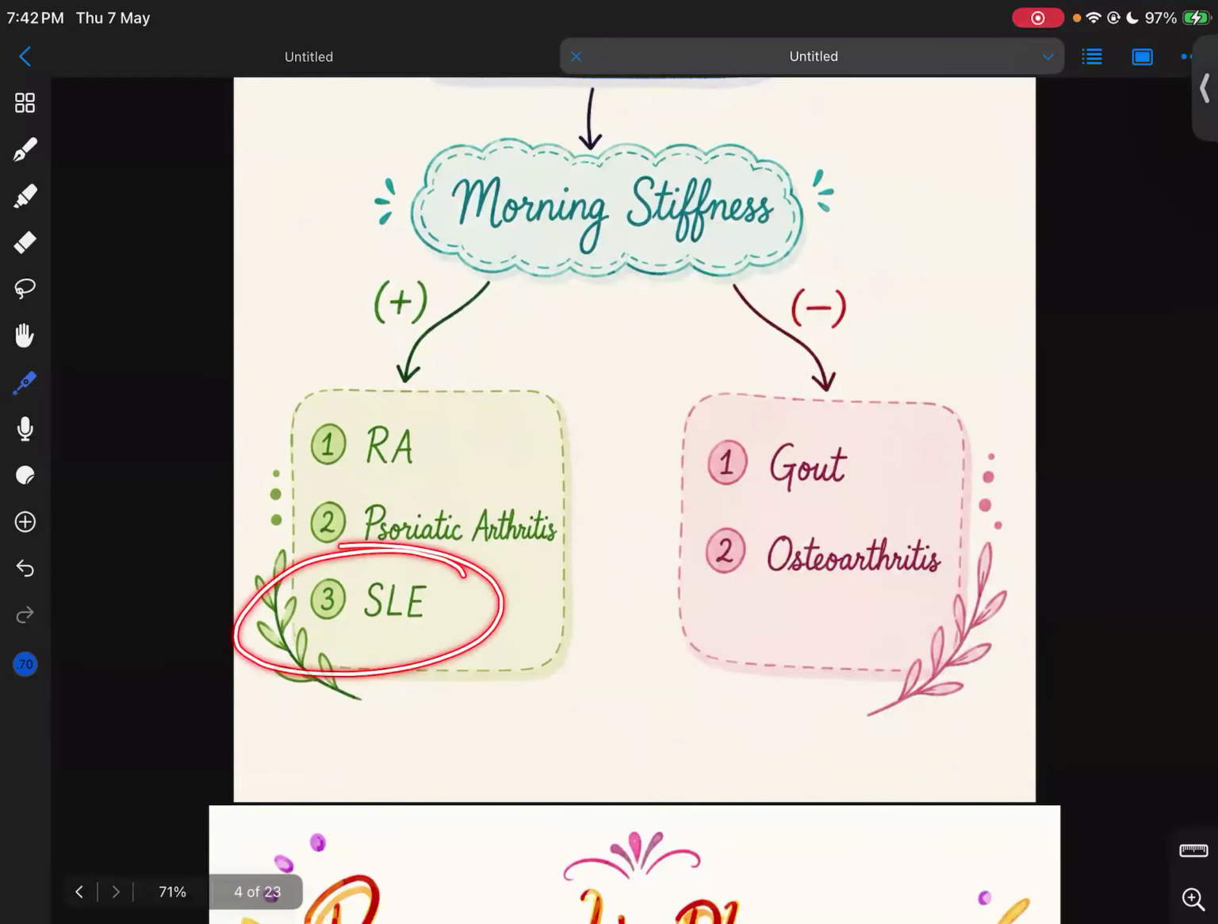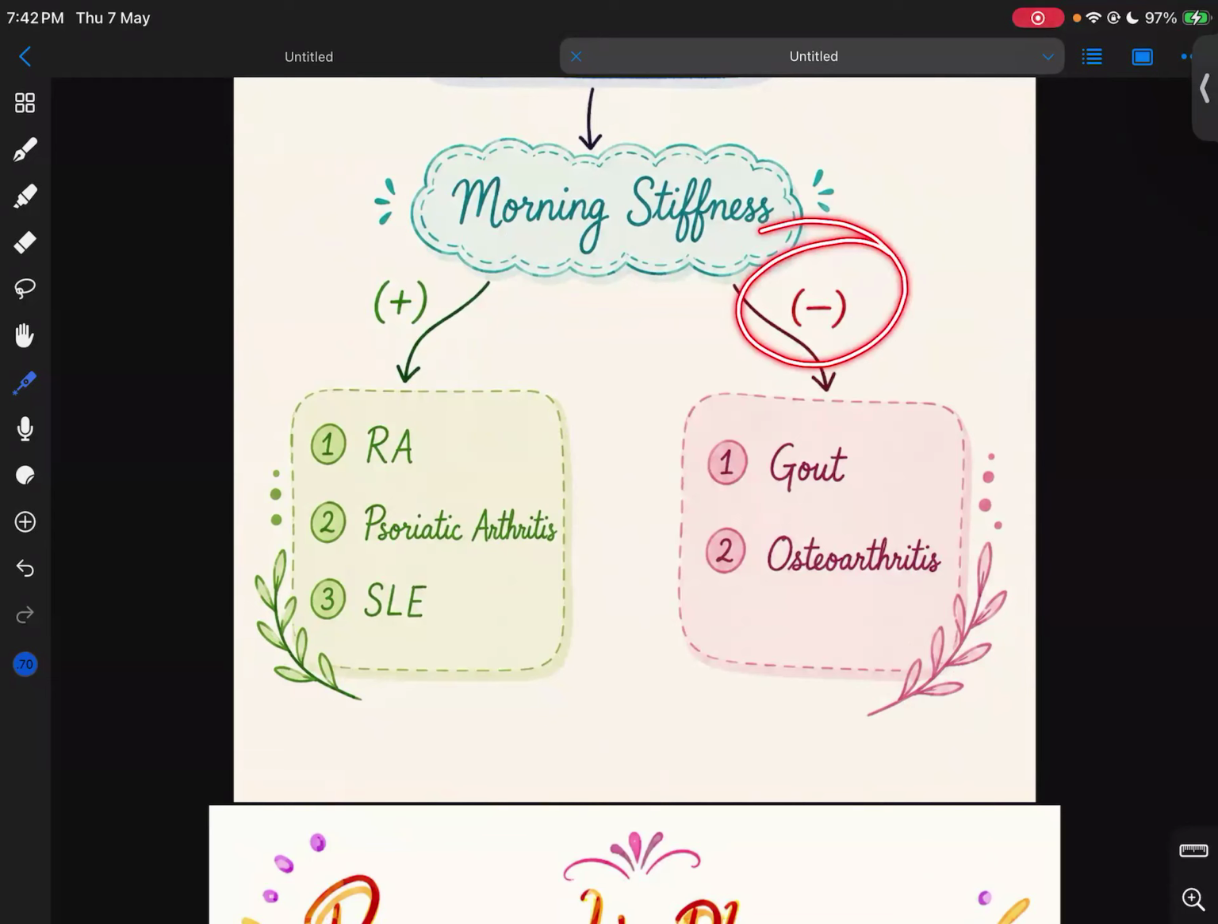And for SLE, the screening question will be, apart from joint pain, we have to ask for any facial rash on going to the sun. So this is for inflammatory joint pain. Then if it is mechanical, it will be gout and osteoarthritis.